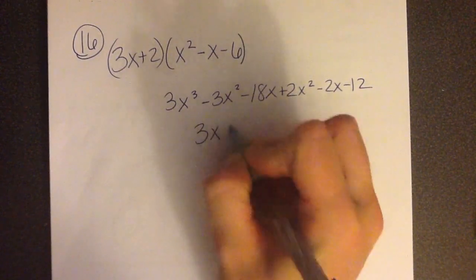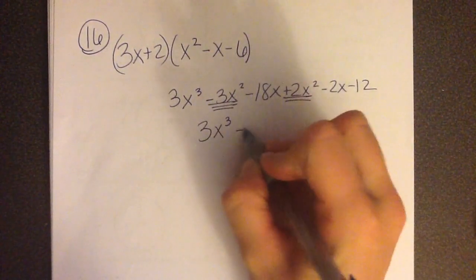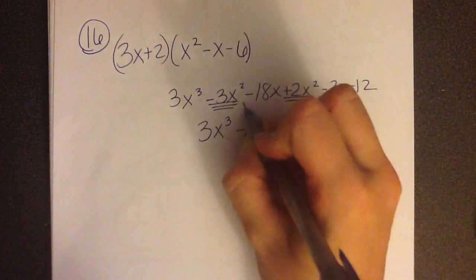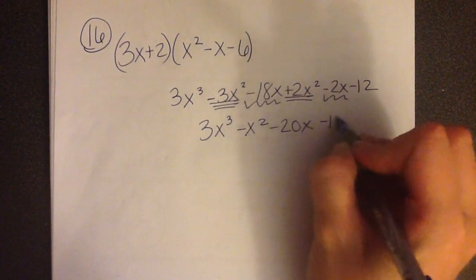So I have 3x to the third. I need to combine here. I get a negative x squared. Combine, combine. Negative 20x minus 12.